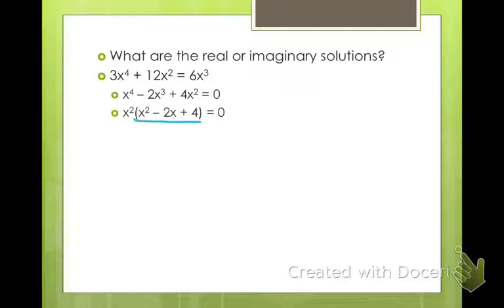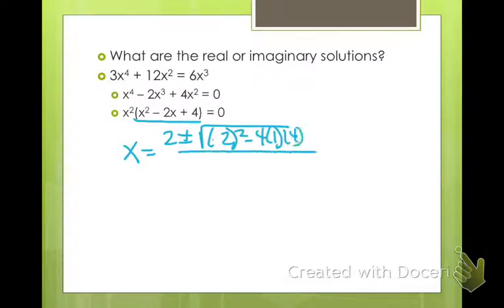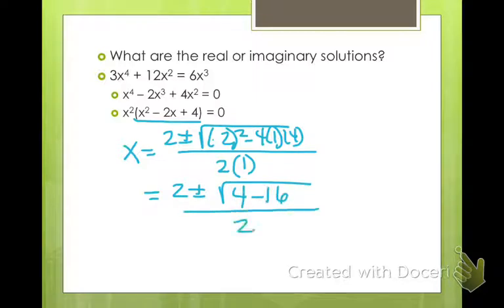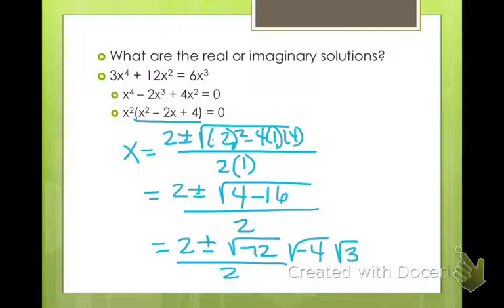It is not. So we're going to have to put it into the quadratic formula. So x equals 2 plus or minus the square root of negative 2 squared minus 4 times 1 times 4, over 2 times 1. Okay, and then we simplify 4 minus 16 over 2. 2 plus or minus the square root of negative 12 over 2. Now negative 12 we can rewrite as square root of negative 4 and square root of 3. So we get 2 plus or minus 2i square root of 3 over 2.